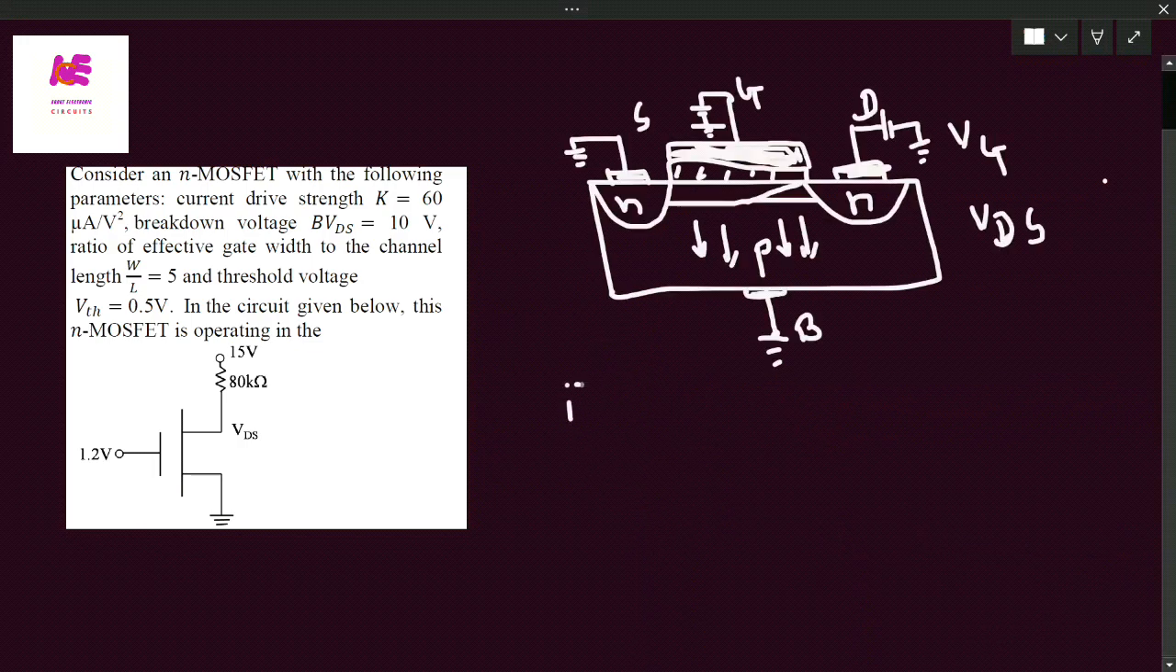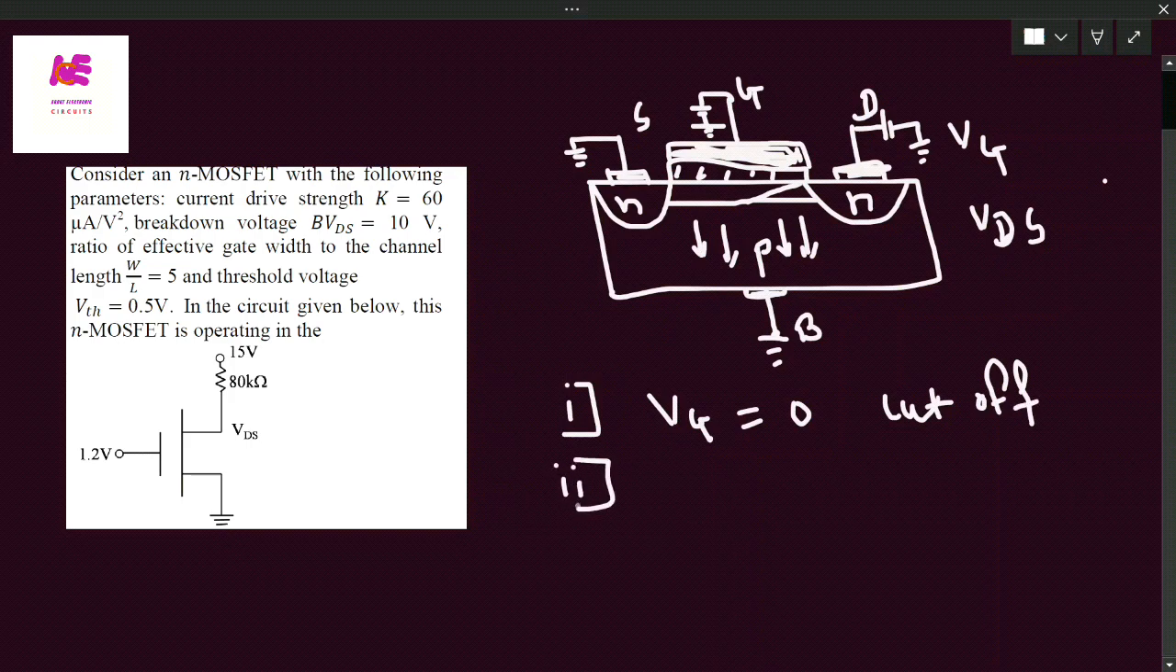Now see the important conditions to operate the MOSFET in various regions. Here, if the VG voltage is 0, the region is the cutoff region. If VDS is small, or less than VGS minus VTH, then this region is the linear region.